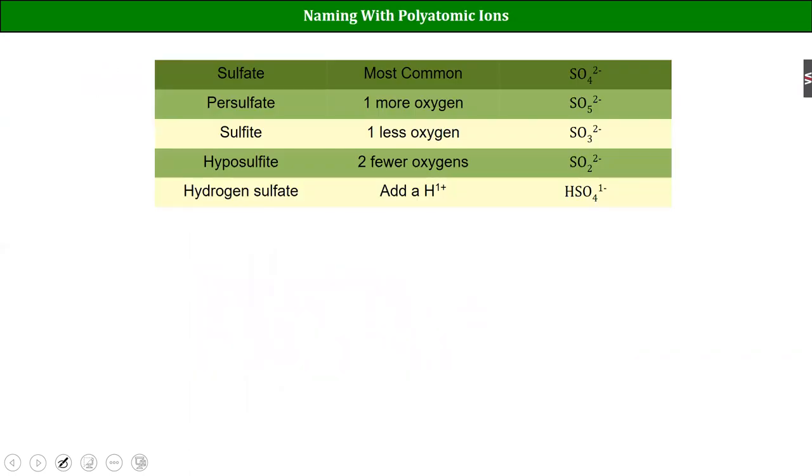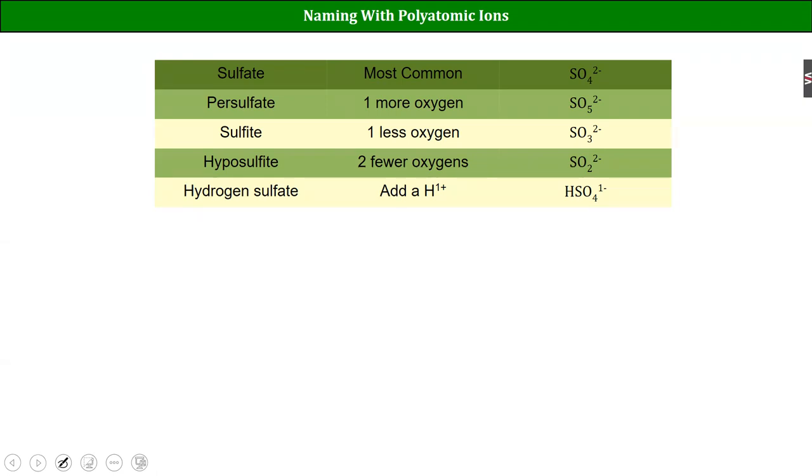So they use this basic structure where you say, okay, the most common form ends in ate. If it has an extra oxygen, then you add per in front of it, which comes from the same root as hyper. If you're hyper, you have extra energy, right? Hyperactivity is where that comes from. But also like hyperglycemic, hyper means more than. So persulfate has one extra oxygen compared to sulfate.